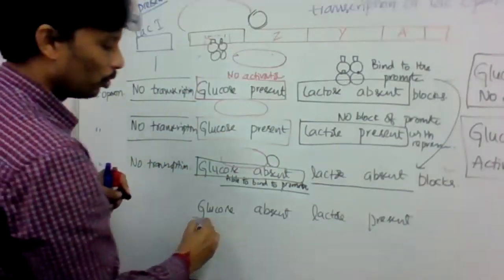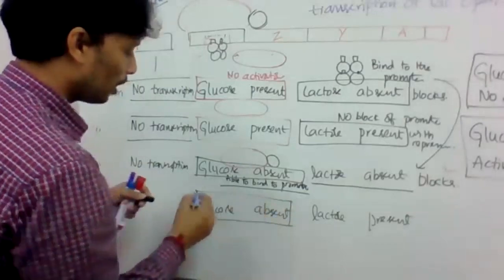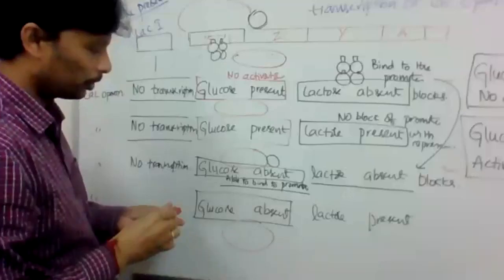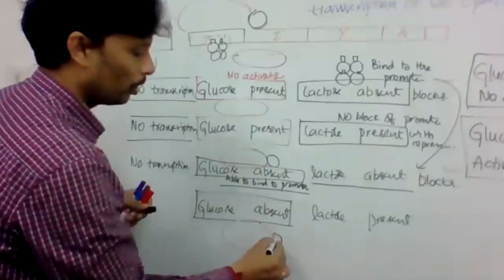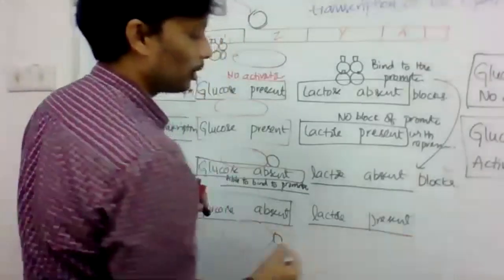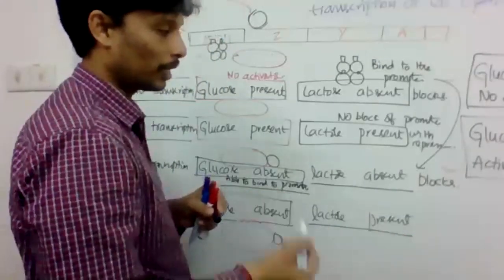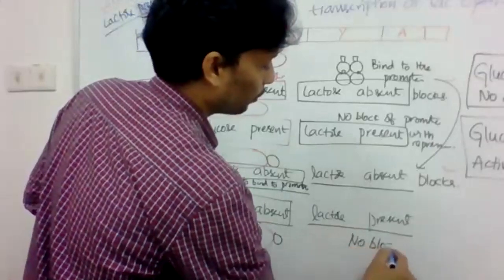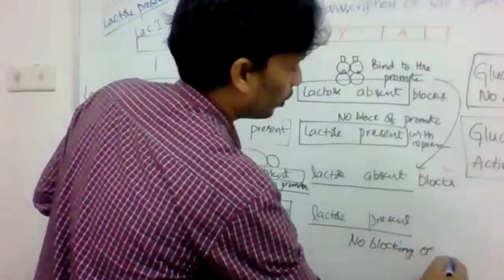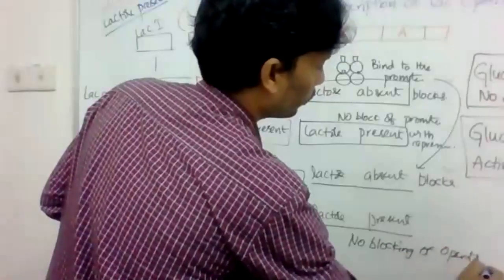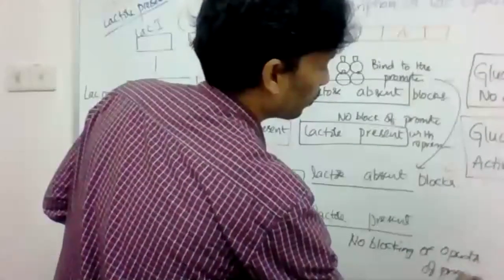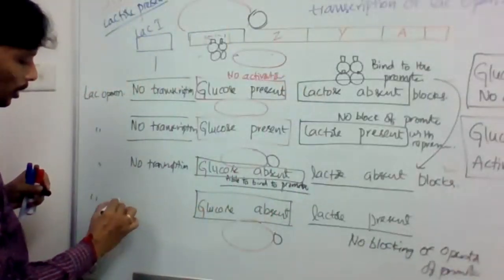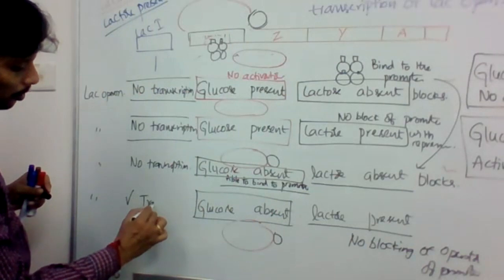And glucose is absent. That means it is having the RNA polymerase and also the activator molecule. And lactose is present, that means allolactose is present, which is acting as an inducer molecule, and there will be no blocking of the operator of the promoter. So then this is yes, transcription.